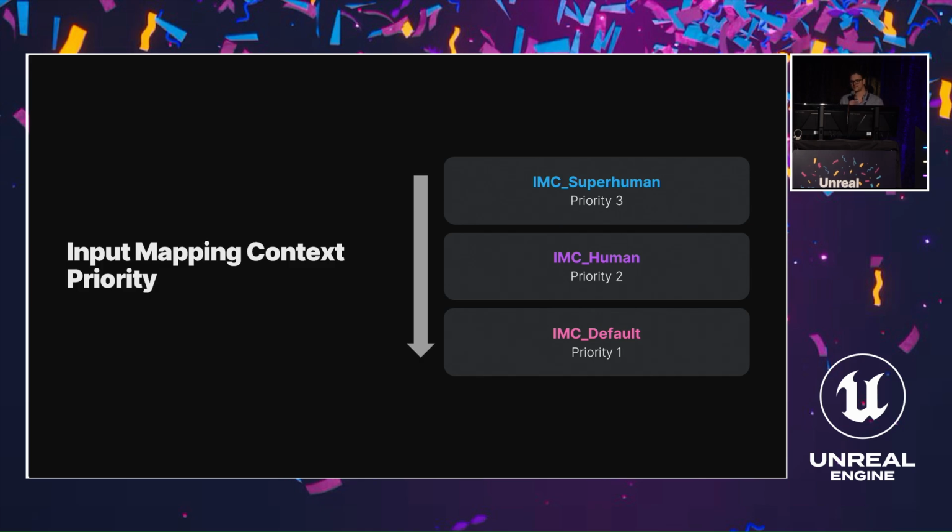And by managing contexts dynamically, we can add or remove them from the local player based on the game state. This approach prevents input collisions and ensures that only relevant actions are triggered when a user input is used for different input actions by mutually exclusive input mapping contexts.